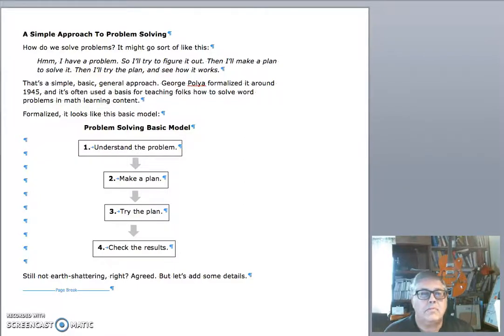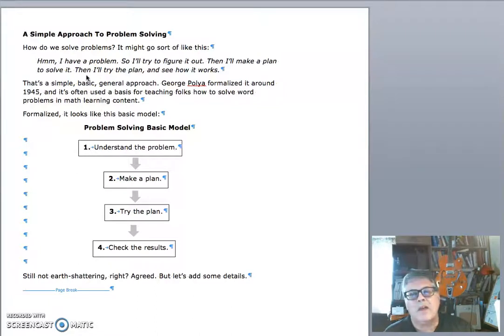Let's talk a little bit about problem solving. How do we solve problems? It might go sort of like this. I have a problem, so I guess I'll try and figure it out. And then if I figure it out, then I can make a plan to solve it, and then I can try the plan, and then we'll see how it works. That's a simple, basic, general approach, abstract, not a ton of detail to it.